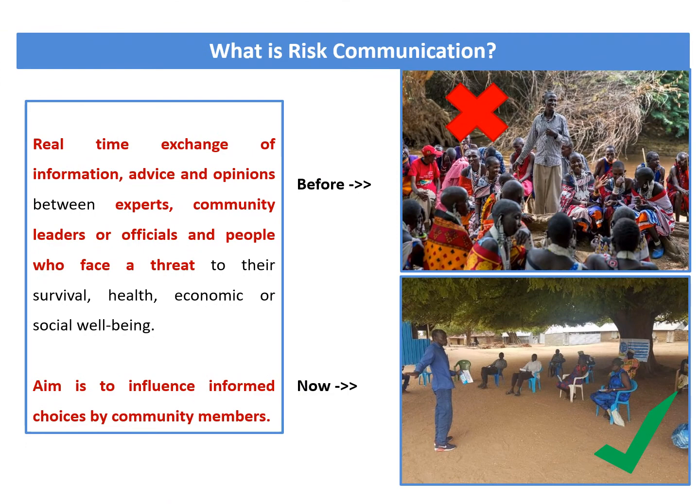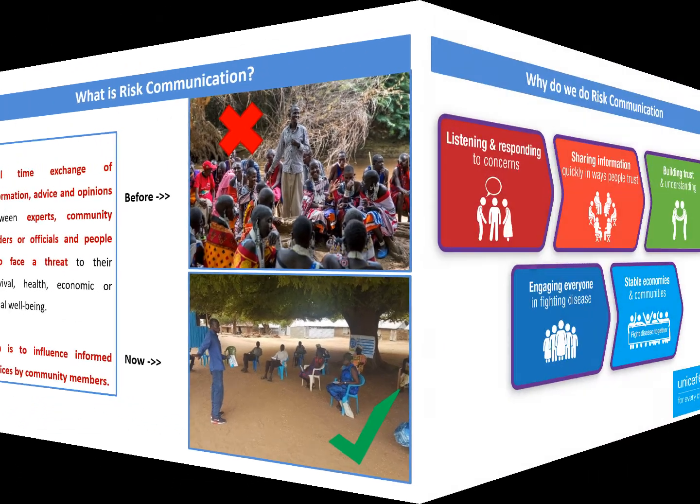Okay, so we've been talking about risk communication. So what is risk communication? This is real-time exchange of information, advice, and opinions between the experts, who include the community leaders, the officials, everybody who has been empowered, including you now, because if you get information on this disease, you are, in quotes, an expert who can provide information to people who face a threat to their survival, their health, economic, or social well-being. The aim is to empower these individuals to make informed choices to reduce the risk of contracting the disease.